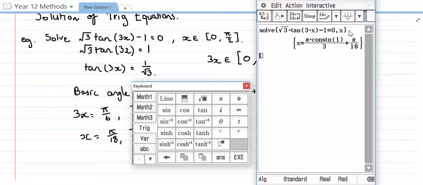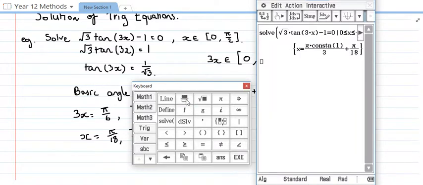What I'm going to do instead is go back just here next to the 0, and include the domain restrictions. So to do a domain restriction, I go into Math 3. I choose this sign right here. So this means given. Okay, and now I can specify the domain. So I'm going to say 0 is less than or equal to x, and less than or equal to the other boundary, which was pi on 2. There we are. And if I hit execute this time, I get exactly the two solutions that I had from the previous problem. So x equals pi on 18 and x equals 7 pi on 18.